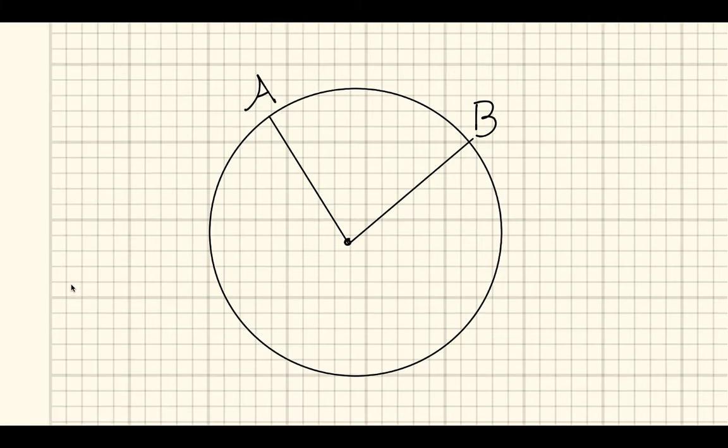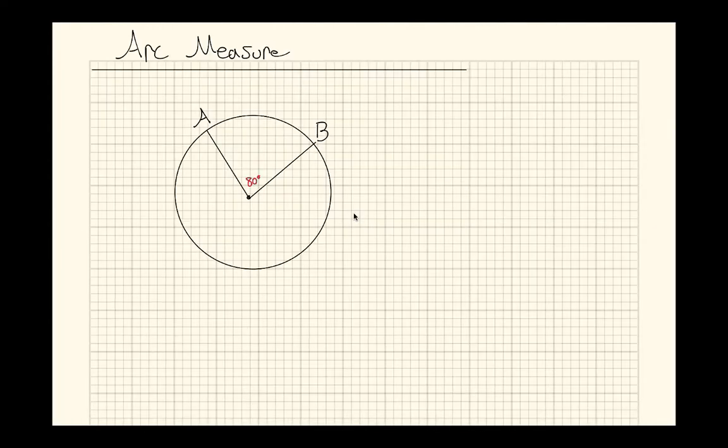Now let's say this is 80 degrees here, an 80-degree angle. Now the measure of this arc here from A to B is the same measure of the central angle that connects this arc. So this 80-degree angle, its two endpoints right here are A and B. So this arc AB has the same measure as its central angle. We write it as the measure of arc AB.